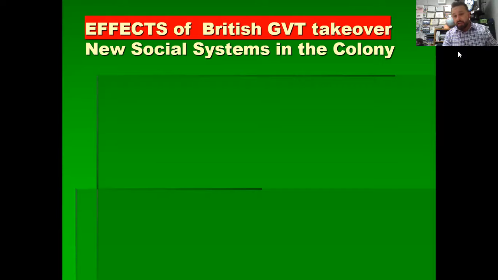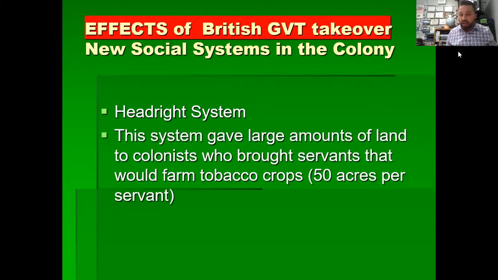Now remember, from 1619 to 1639, it's a private company. They make whatever rules they want. They allow the House of Burgesses to make their own rules. But when the British government takes over, it brings a whole new social system. It's called the headright system. The headright system gave a huge amount of land to colonists who brought servants that could farm tobacco and crops. So you got 50 acres per servant. If you had an indentured servant or they imported enslaved people, you got 50 acres for every person you brought with you that would work that tobacco land. Because now the British government was going to tax the tobacco. That was how they were going to make the money for paying for their armies and for taking over the colony.